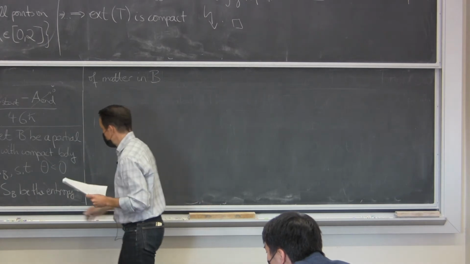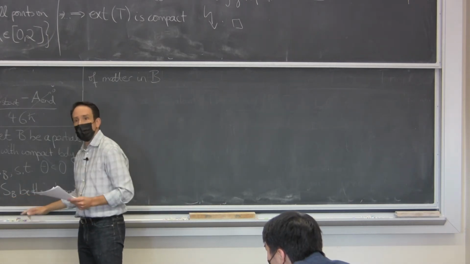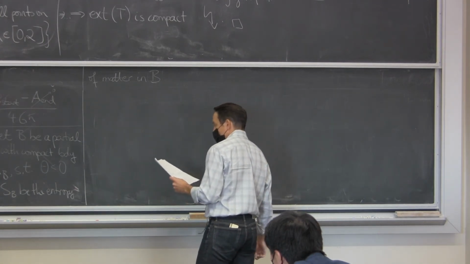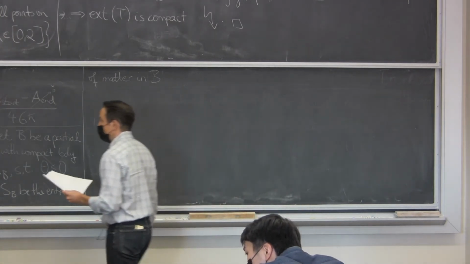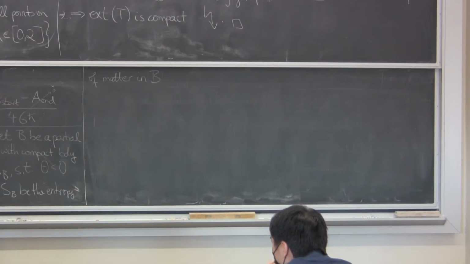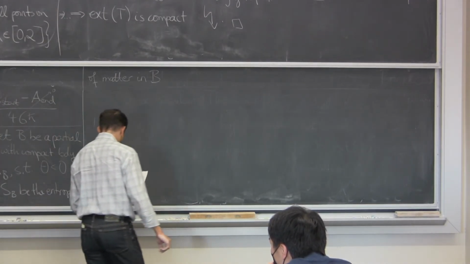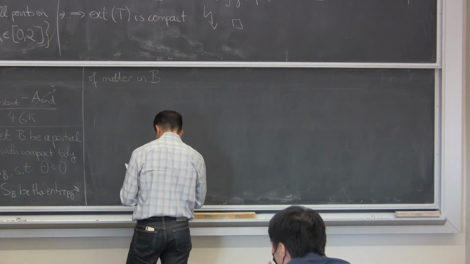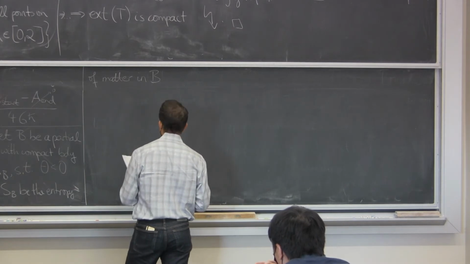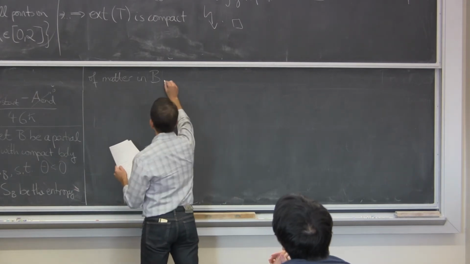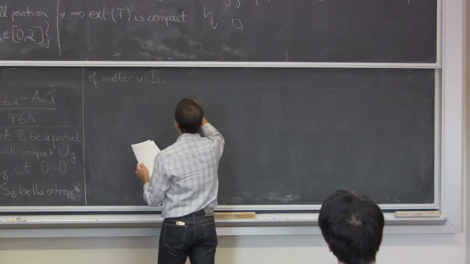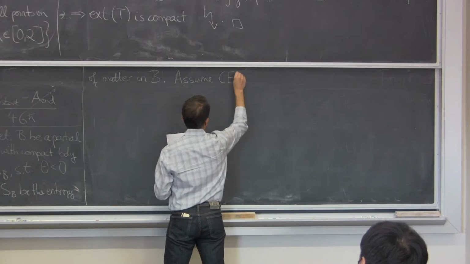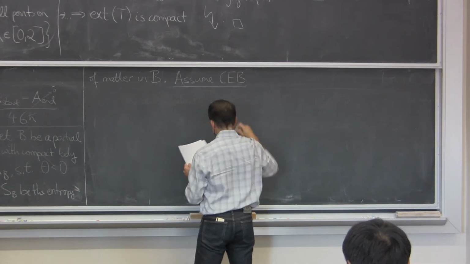I'm deliberately not being overly specific, but in the sense that you asked about, I want SB to be the entropy of matter in B. So again, if you know the entropy of a bucket of water and of a box of gas or whatever, add them all up if they're in B. What else do I want? Nothing. Now, what we're going to assume is the covariant entropy bound.